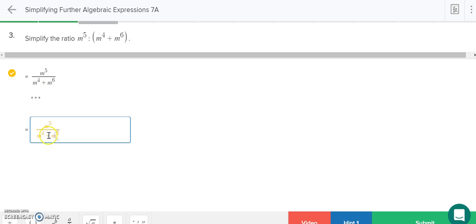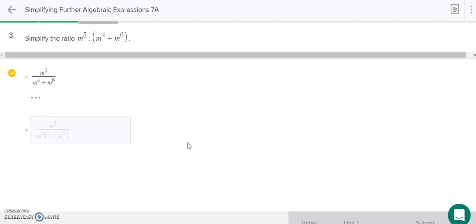The next step is to have a look at the bottom here where you've got m to the power of 4 plus m to the power of 6. And what you want to do is factorize that. Okay, so this time I know my highest common factor of m to the power of 4 and m to the power of 6 is in fact m to the power of 4. So I'm going to take that out the front. I'm going to put a 1 in there, and I'm going to change this to a power of 2, because when I expand this bracket, if I do m to the power of 4 times 1, I'm going to get back to my original m to the power of 4. And if I do m to the power of 4 multiplied by m squared, I'm going to get m to the power of 6.